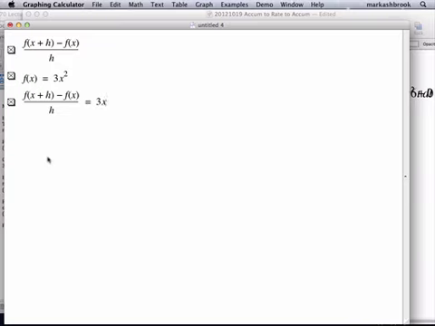Because what does this function tell us to do? What does the function tell us to do with the input? Square it, multiply by 3. What's the input of this? X plus h. So we're going to square it and multiply by 3. Okay? Then we have minus 3x squared, all over.